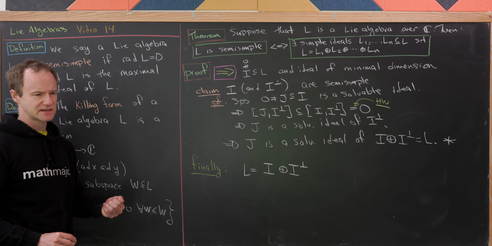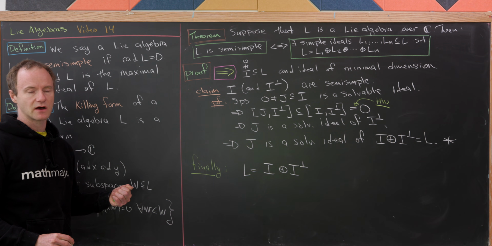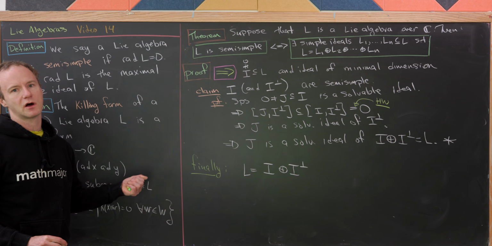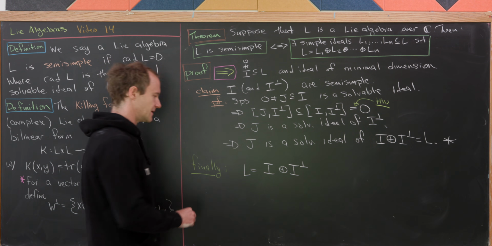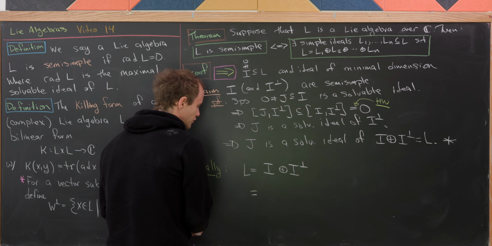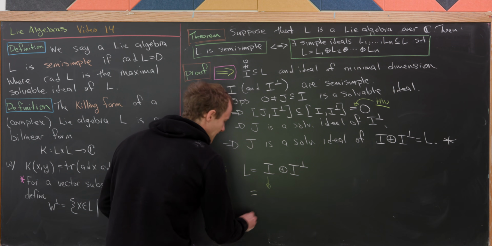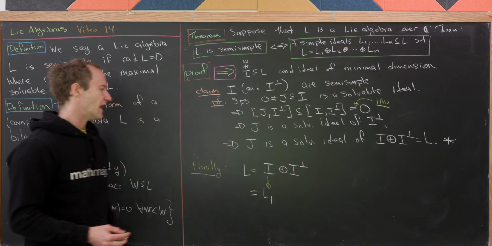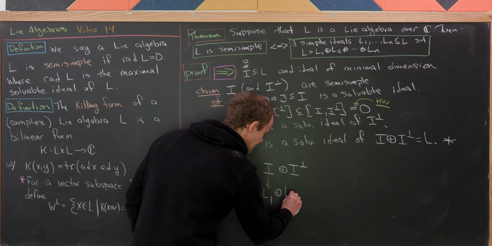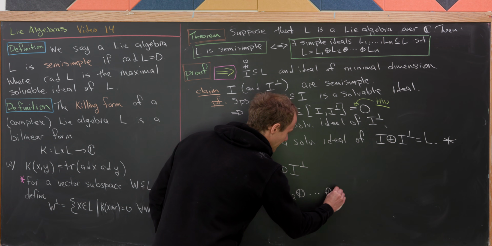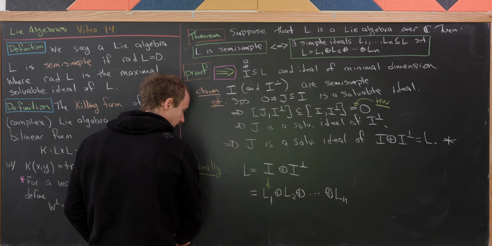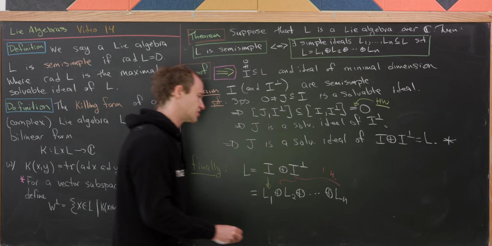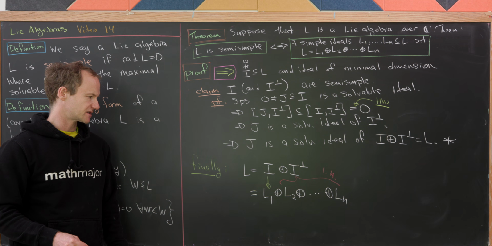Well, if it's not a simple ideal, it has an ideal of itself, which is lower dimension, but then that's going to be an ideal of the whole Lie algebra with smaller dimension, contradicting the minimality. So that means we can just rename this I as L1, which, like we just discussed, is simple. And then after that, we'll apply the induction hypothesis to I perp. And we know we can do that because the dimension of I perp is strictly less than the dimension of L, and we made that induction hypothesis.